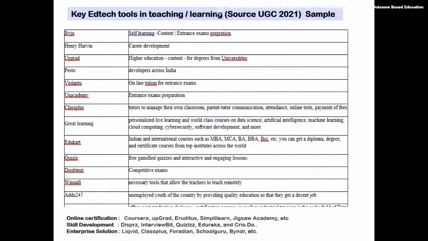These are some of the key EdTech tools in teaching-learning. This is just a sample, showing online certification like Coursera, UpGrad, Eruditus, Simplilearn, Jigsaw, etc. In skill development, we have Disperse, InterviewBit, Quizzes, Edureka, and Prio. In enterprise solutions, we have Liquid, ClassPlus, 4DN, etc. These are some of the EdTech tools shown as a sample.